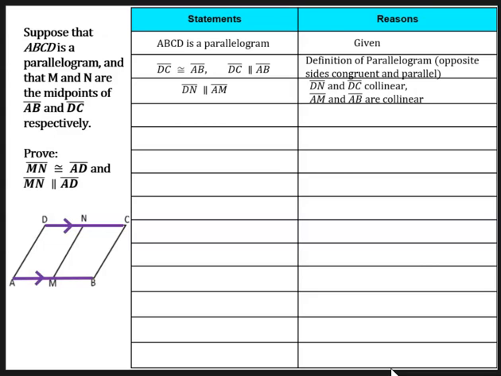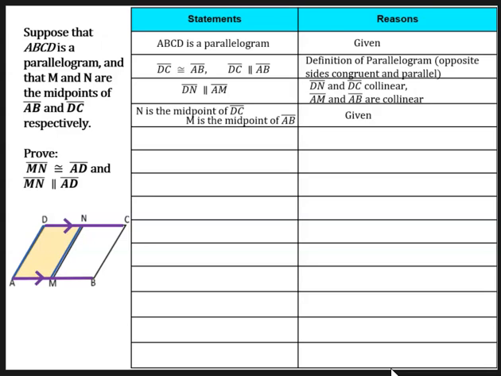Remember that my goal is to first prove that quadrilateral ADNM is a parallelogram by stating that one pair of opposite sides is congruent and parallel. This statement takes care of the parallel requirement of that. Now I'm going to move on to the other part of the given, that M and N are midpoints of the segments AB and DC, respectively.